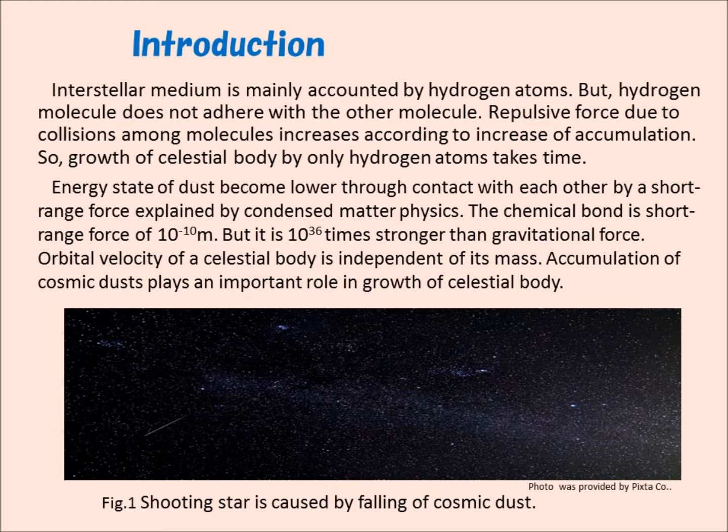The chemical bond is a short-range force of angstrom scale. But it is 10 to the 36th power times stronger than gravitational force. The orbital velocity of a celestial body is independent of its mass. Accumulation of cosmic dust plays an important role in the growth of celestial bodies.